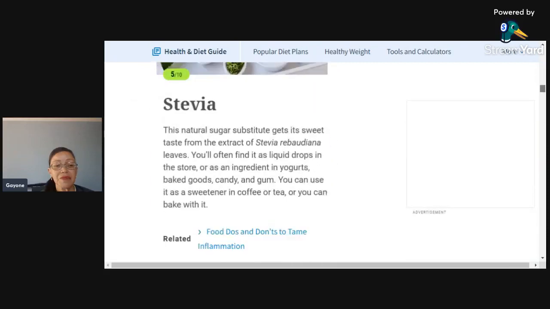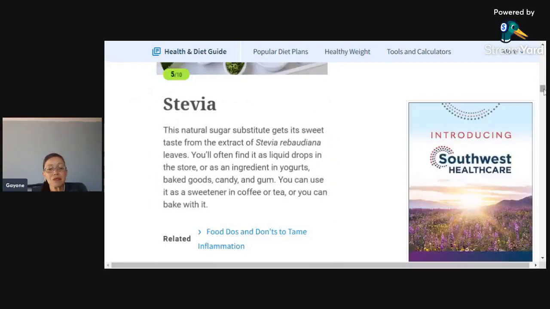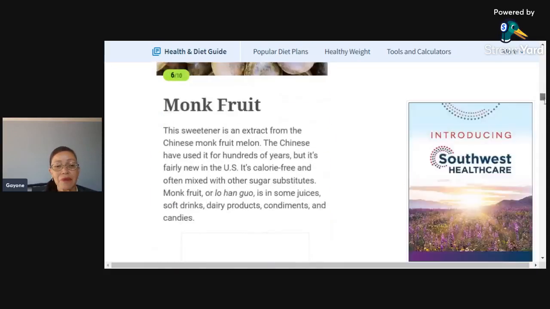Okay, stevia. This natural sugar substitute gets its sweet taste from the extract of stevia leaves. You'll find it as liquid drops in the store or as an ingredient in yogurts, baked goods, candy, and gum. You can use it as a sweetener in coffee or tea, or you can bake with it. Stevia is something that I use not very often if I want to sweeten my coffee. And when I mention yogurts here, they're talking about flavored yogurts, like your strawberry yogurt, blueberry yogurt. That's why I don't buy flavored yogurts. I buy just a plain Greek yogurt, and I add my fruits in it.